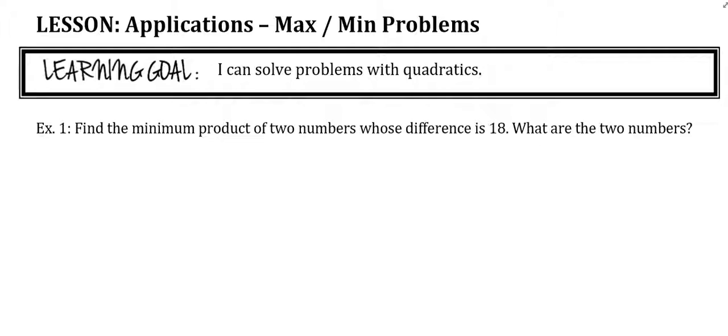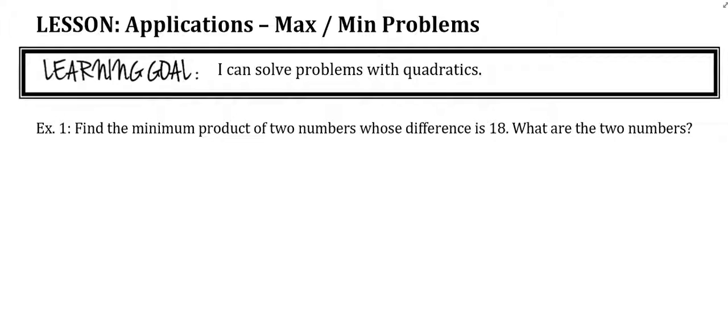For this first one, because it says a difference of 18, I'm going to do it one way, and the next one's a little bit different, so I'm going to do it a different way, but both could be done both ways, just so you know. Find the minimum product of two numbers whose difference is 18. What are the two numbers?